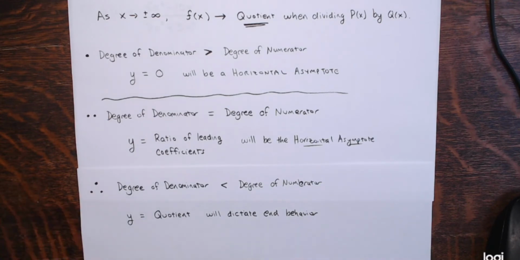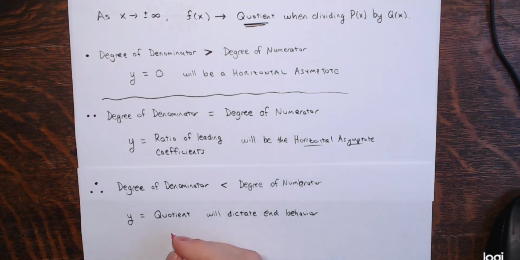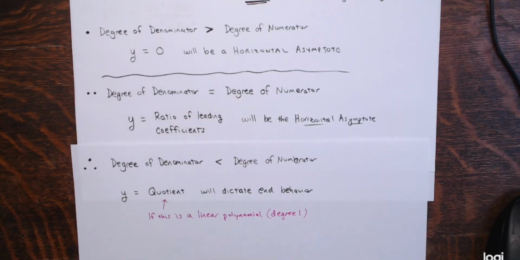And if this quotient is a degree 1 polynomial, a linear polynomial, then they would call this a slant asymptote. So I had the words slant asymptote earlier.